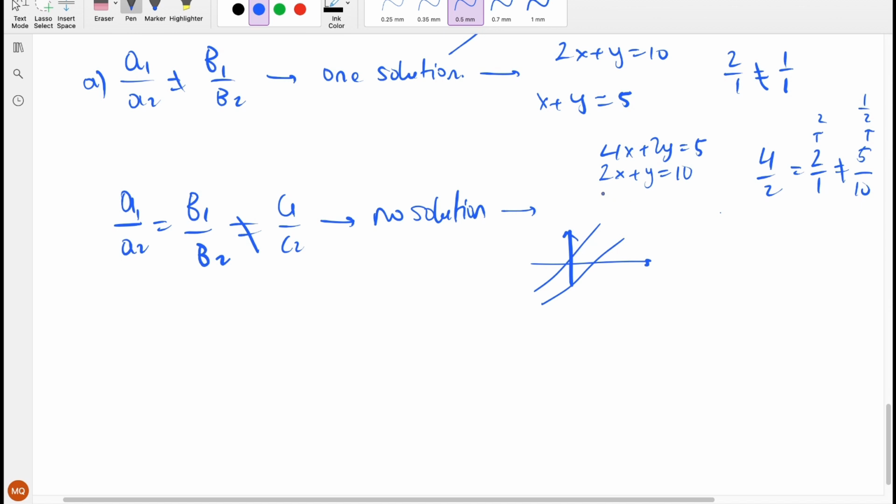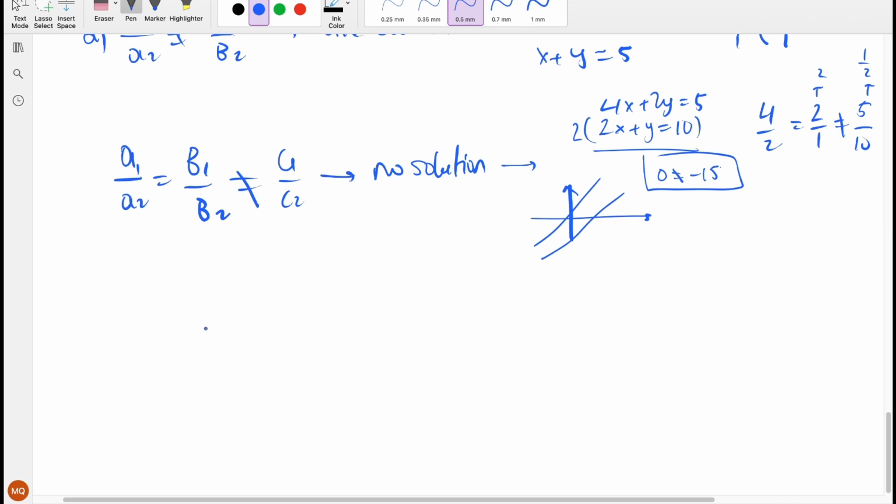If you try to solve it, if you multiply the second one by 2, and if you find the difference of them, you will get 0 is equal to negative 15. It means that there is no solution. a1 over a2 is equal to b1 over b2, and if they are equal to c1 over c2, it means that there's an infinite number of solutions.